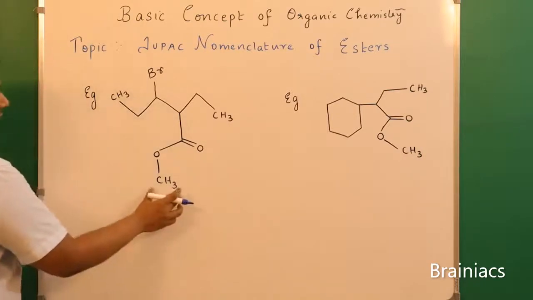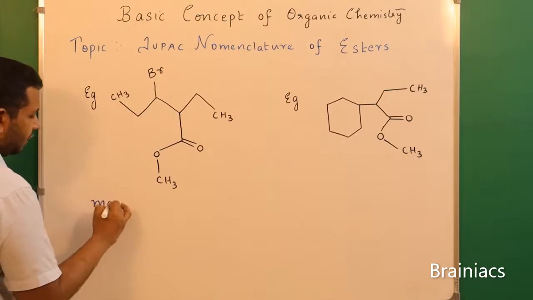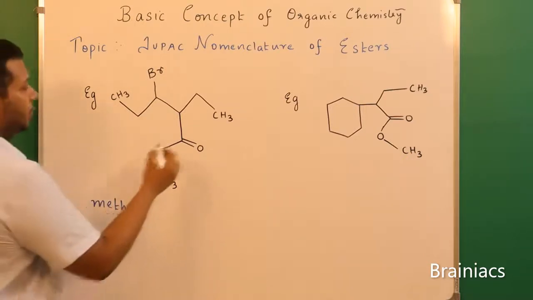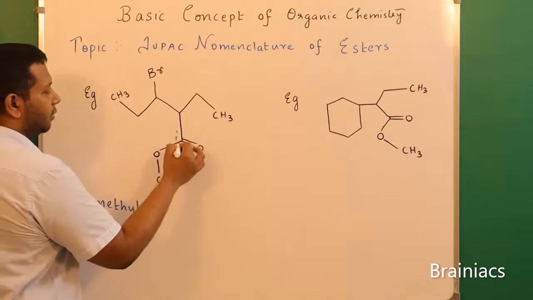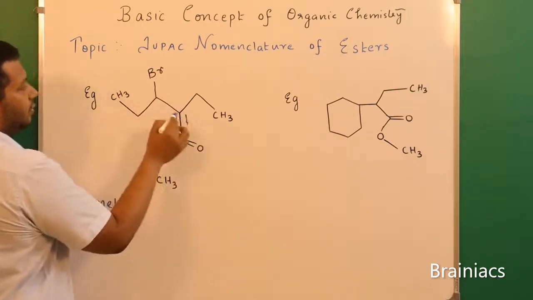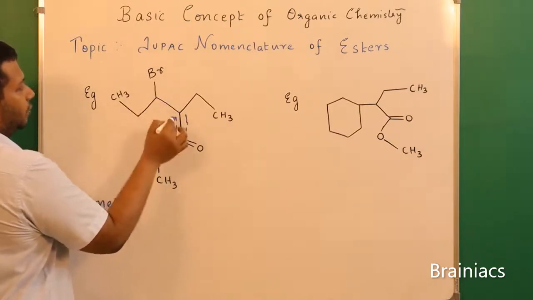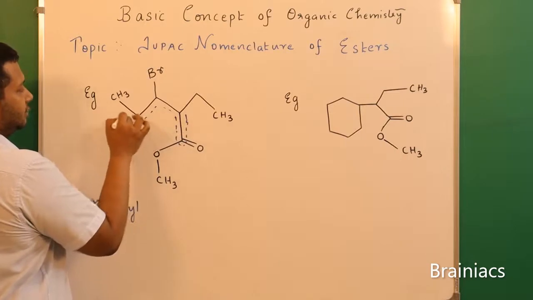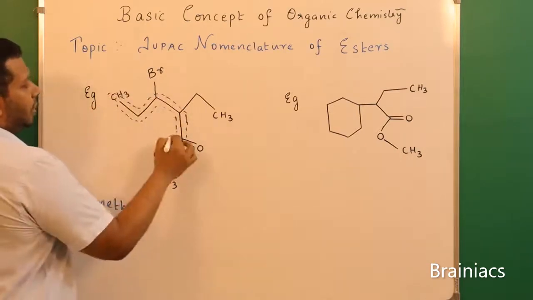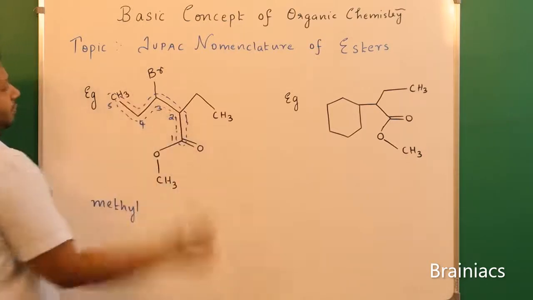So first thing is alkyl. What is the alkyl here? Methyl. So I can write methyl here. Then I will start counting. So this is my parent chain. Coming here, I know that the substituent is here. So the maximum substituents, 1, 2, 3, 4, 5. So this should be my parent chain. Correct? So 1, 2, 3, 4, 5.